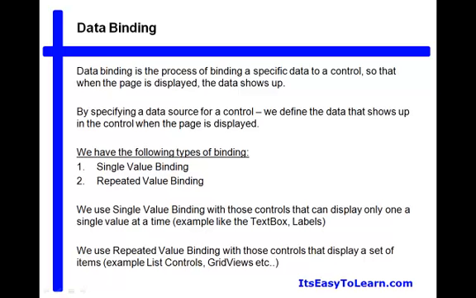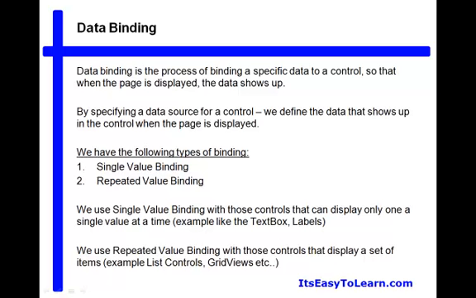What is data binding? Data binding is the process of binding a specific data to a control so that when the page is displayed, the data shows up. Let's say on a web page we have a text box. The primary aim for us to have a text box is to capture user input. Now, let us say we have a case wherein we want to fetch some data already in the database and show it to the user. This is where data binding comes into play.